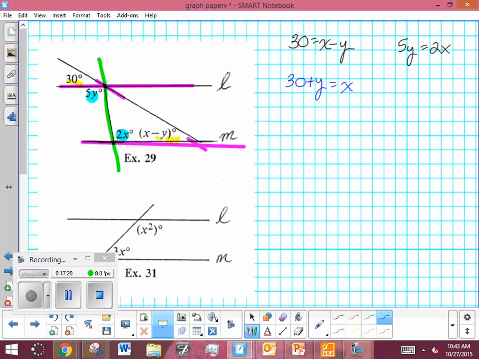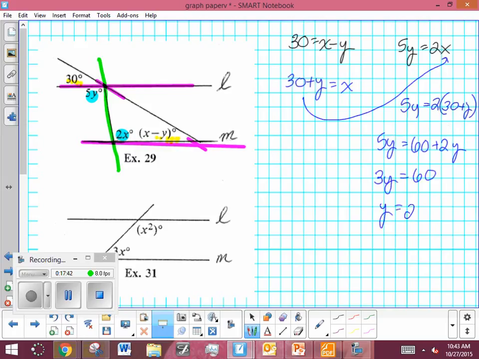Now I'm going to take that amount, and wherever I see x over here, I'm going to replace it with 30 plus y. So we get 5y is equal to 2 times 30 plus y. So 5y is equal to 60 plus 2y when I distribute. Subtract my 2y, I get 3y is equal to 60. Y then is 20.